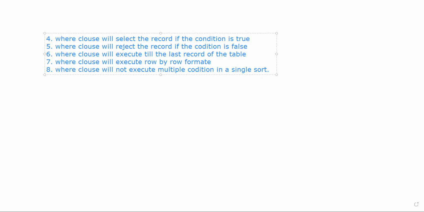Understood, guys? Where clause will select the record if the condition is true. Where clause will reject the record if the condition is false. Where clause will execute till the last record of the table. Where clause will execute row by row format, and where clause will not execute multiple condition in a single sort. Okay. This is the characteristic of where clause.